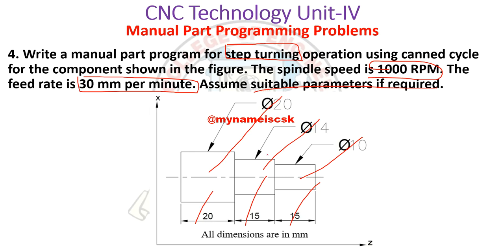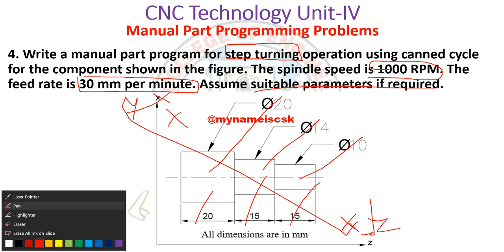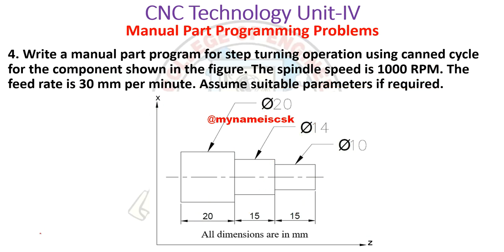If you check the coordinates, this is my X coordinate and this is my Z coordinate. Already we discussed what coordinates we use for the turning machine earlier. Don't confuse: for turning, this will be the Z and this will be the X axis. We have learned the coordinate system for the lathe machine.